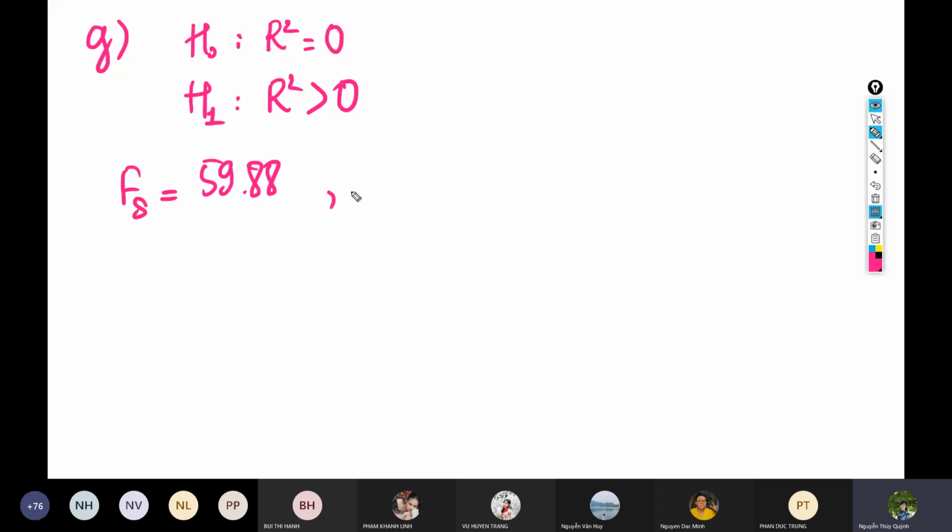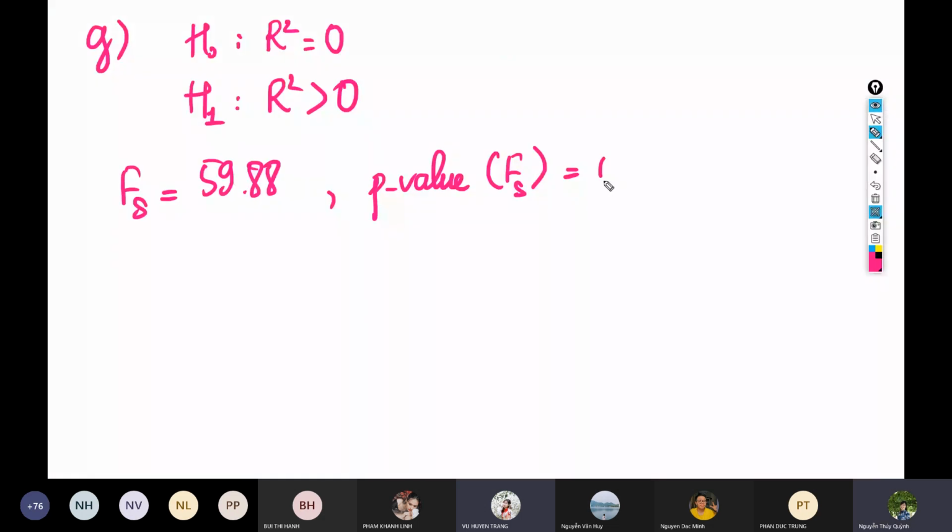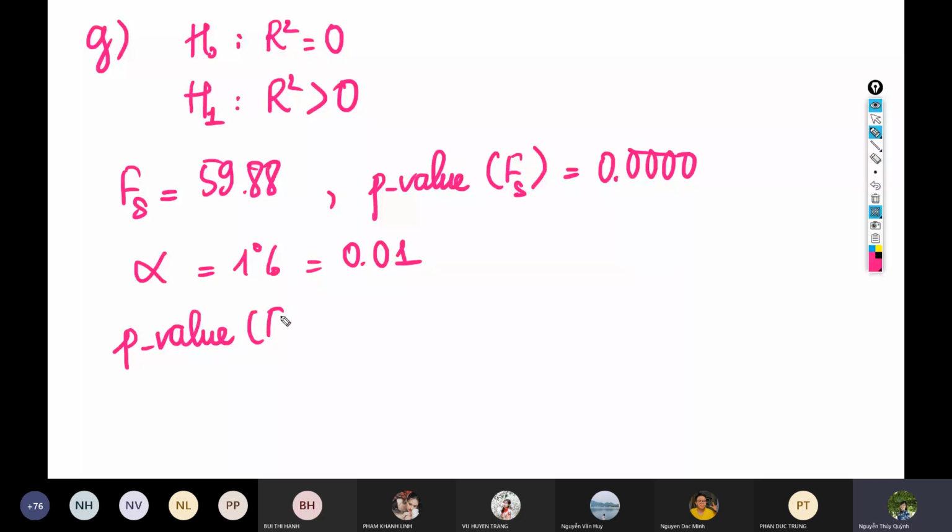And what is the p-value of the observed value of F? 0.000, yeah, 0.00000. Okay, so now we use the level of significance of 1%, which is 0.01. Obviously we see that the p-value of F is less than the level of significance. Then we reject or do not reject?